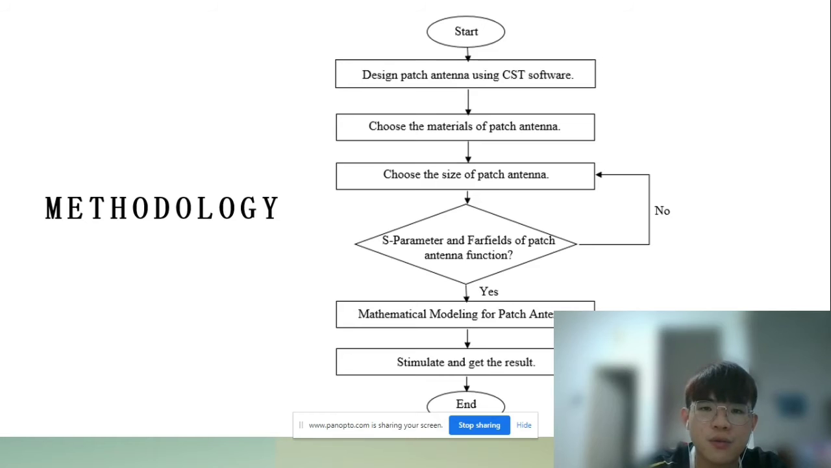So this is our methodology. We will start by designing the patch antenna using the CST software. After design, we will choose the material and the size of the patch antenna, and we will check whether the S-parameter and far field of the patch antenna function or not. If not, we will choose the size of the patch antenna again. After the S-parameter and the far field function, we will do the mathematical calculation model for the patch antenna. After the calculation, we will simulate and get the result.